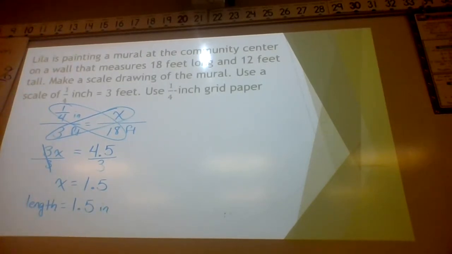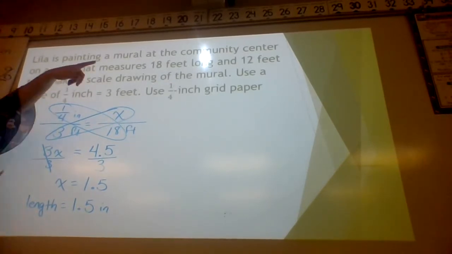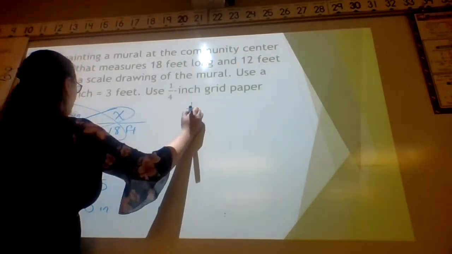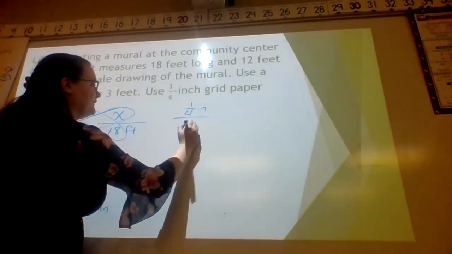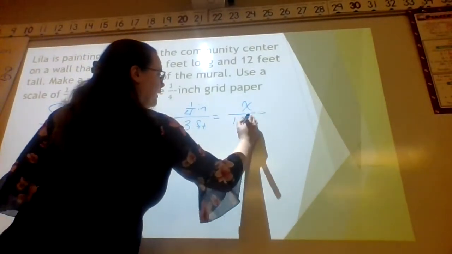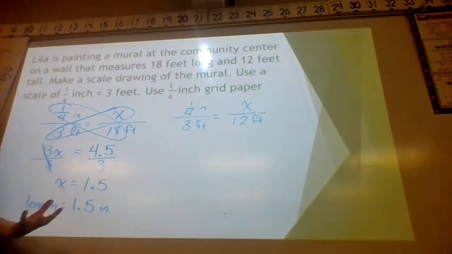And what we're doing is we're making this smaller so you guys can actually draw it. That's what that paper's for. So I did the exact same thing. Set it up. Model over actual. Cross multiply. Divide. So my model is going to be 1.5 inches long. But I got to do it a second time for the width. So then you have 1/4 inch for 3 feet is equal to x over 12 feet. Do it a second time, okay?